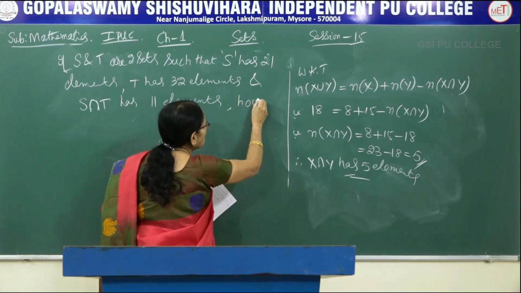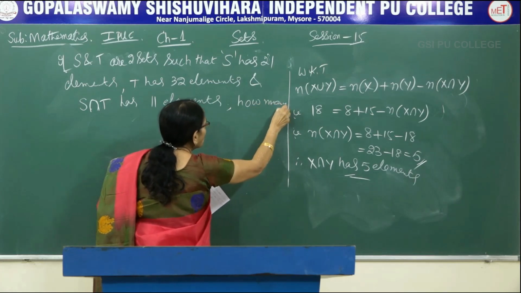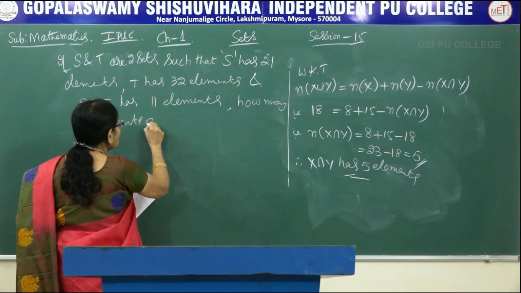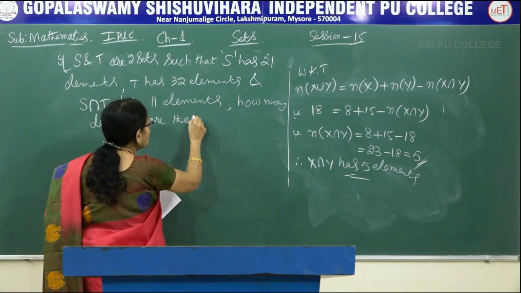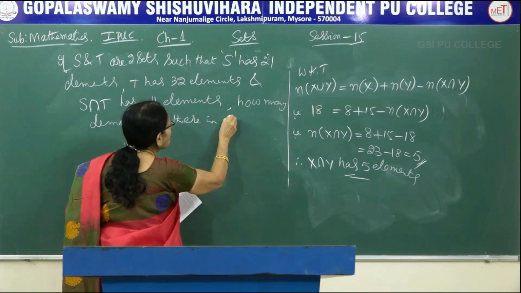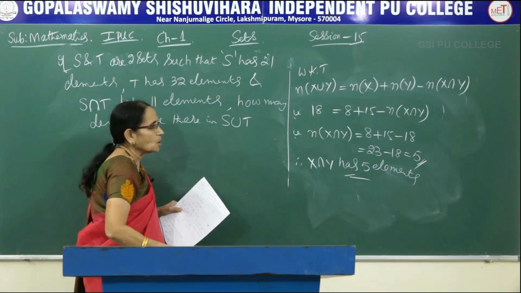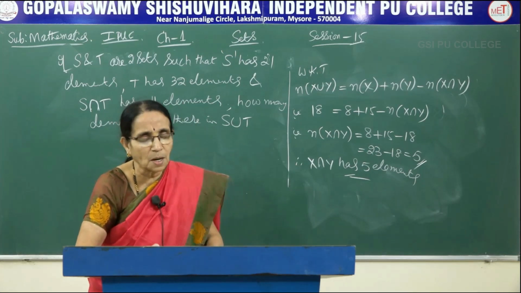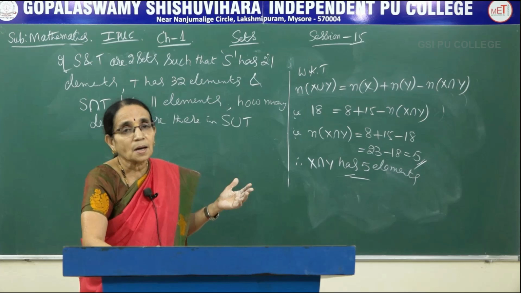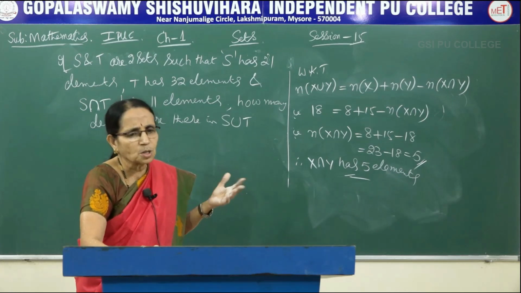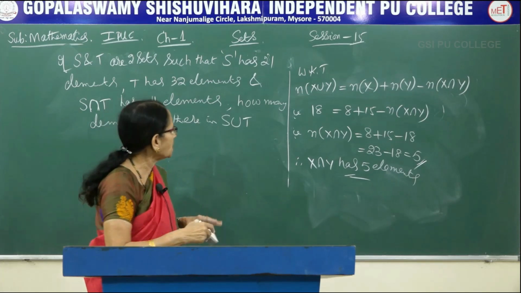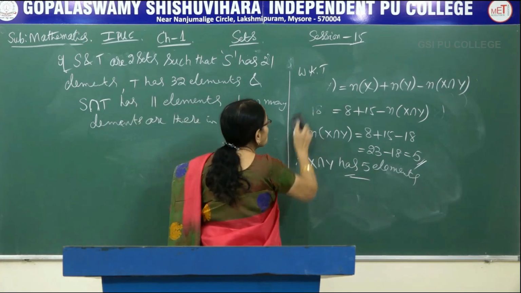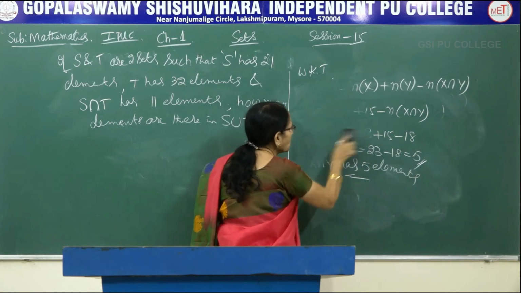So write that one. How many elements are there in S union T? Or the question can be how many elements does S union T have? Both ways it can be expected. Now again here, as in the earlier problem, it is not given using the notation. Only the data is directly given.